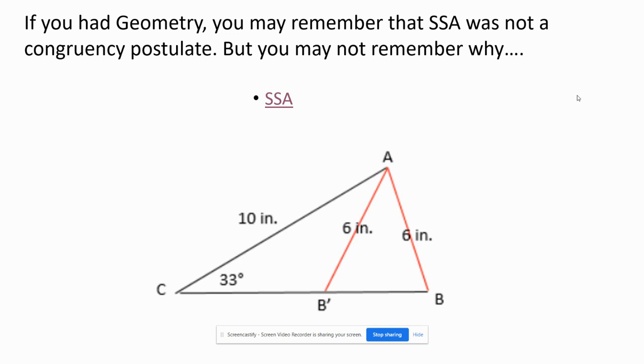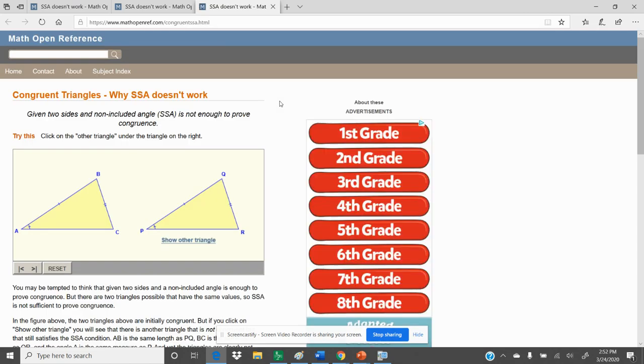If you had geometry, you might remember that the side-side-angle configuration was not one that proved congruency. You might remember that because we probably pounded into your head that SSA did not prove congruency, but you might not remember why. So let's take a look at this little example here, and it might make a little more sense.